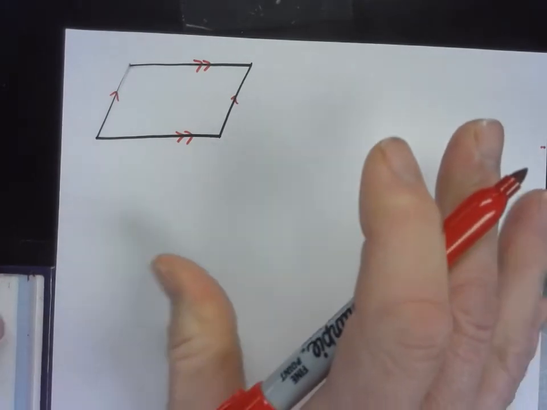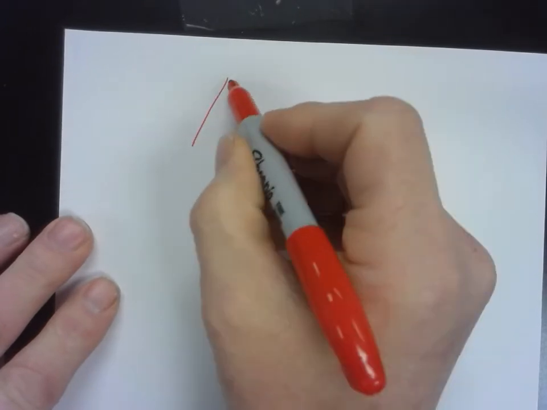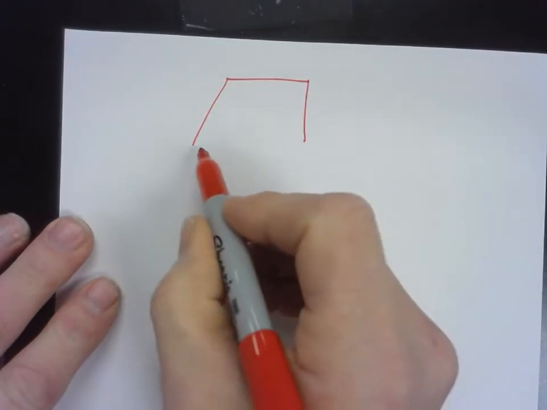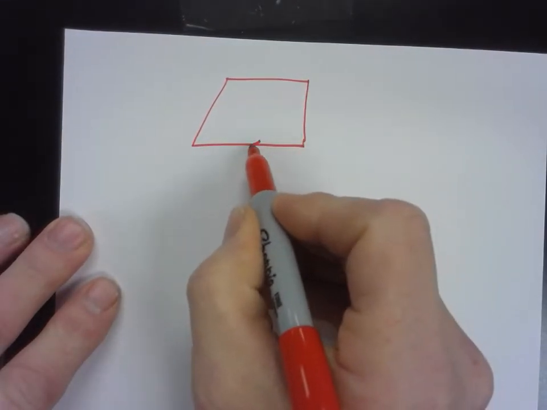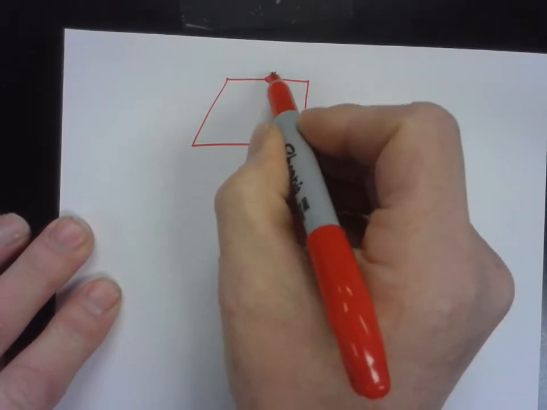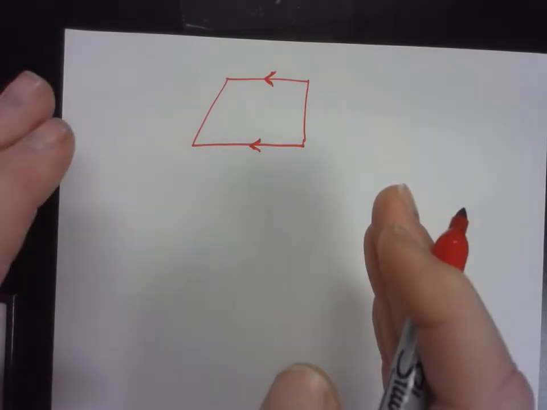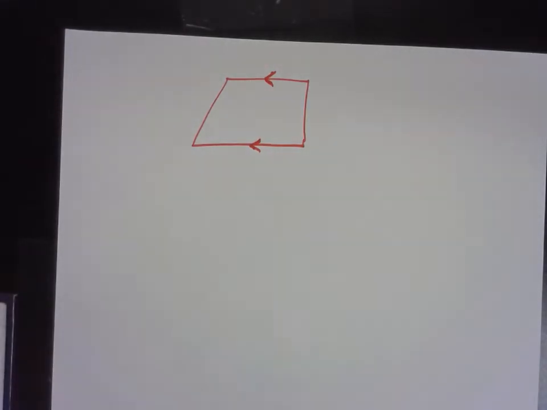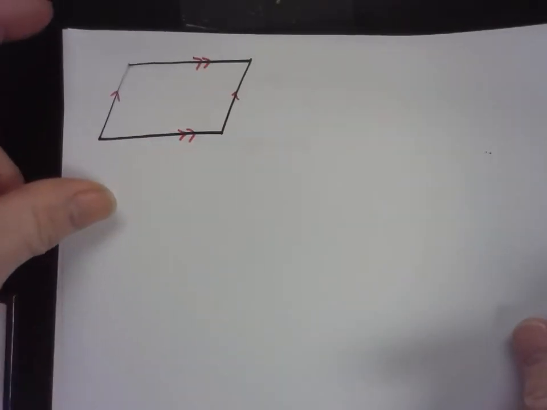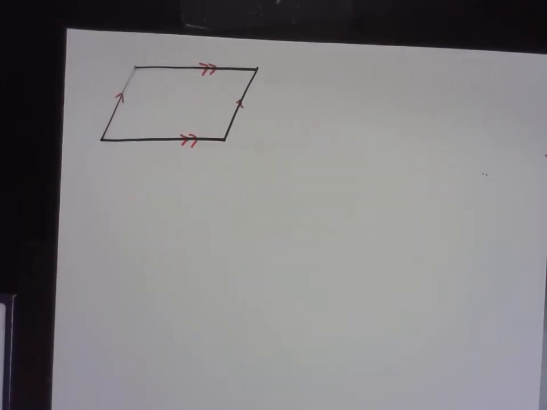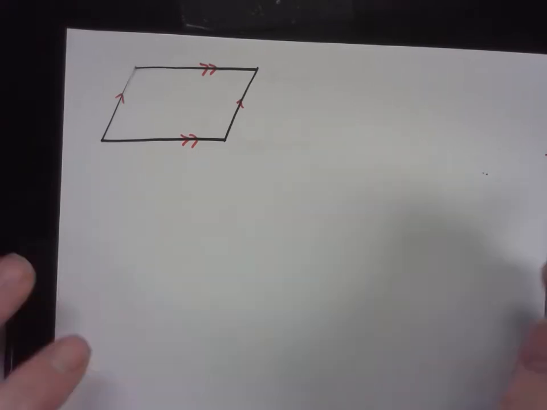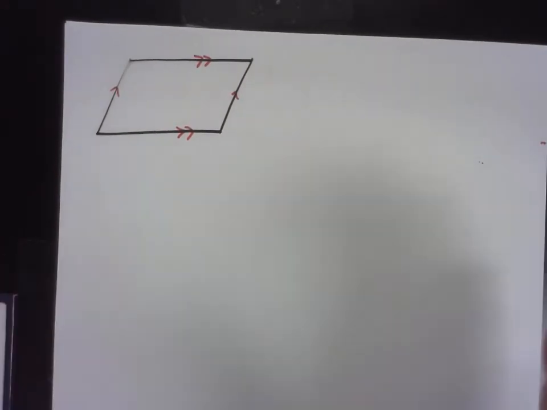Two pairs. Remember, when it says exactly one pair of sides is parallel, it's talking about a trapezoid, not a parallelogram. So exactly one pair of parallel sides, that's a trapezoid. Two pairs of parallel sides, that's a parallelogram. So that's the first thing we know about every single parallelogram. That's kind of the definition of a parallelogram.